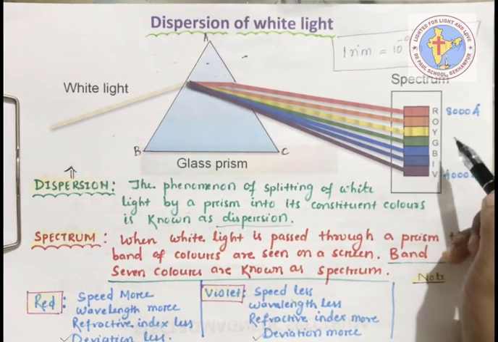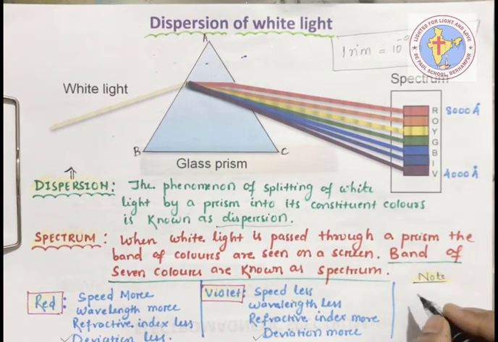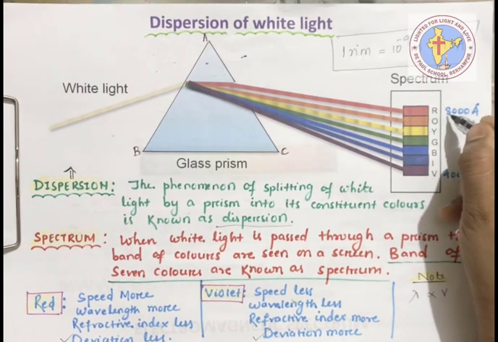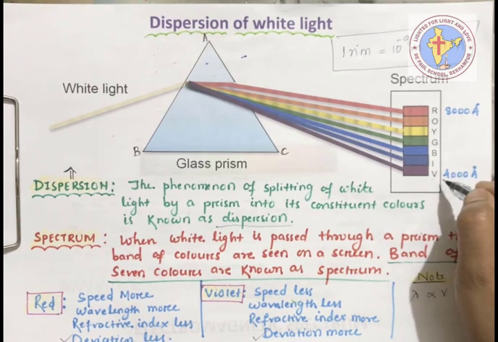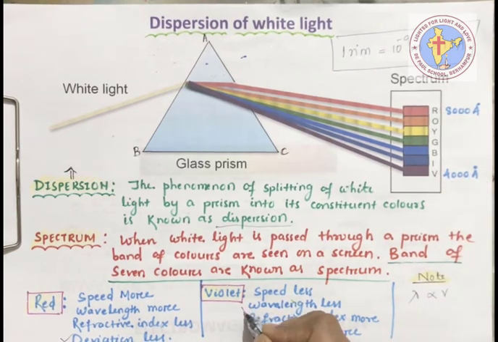Now what about the wavelength? You know very well that wavelength is directly related to the speed. So here wavelength is more, so speed of red light will be more. Here in case of violet, the wavelength will be less.